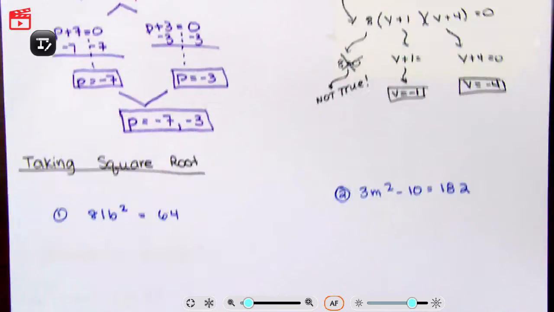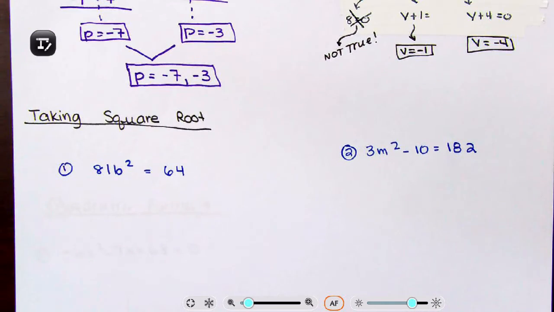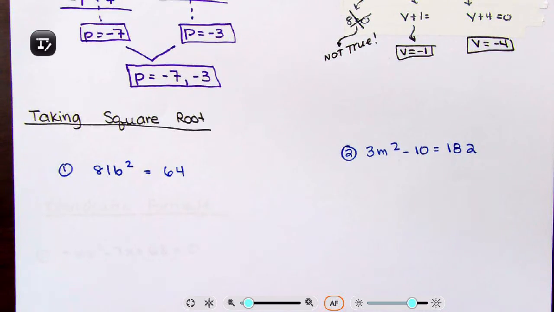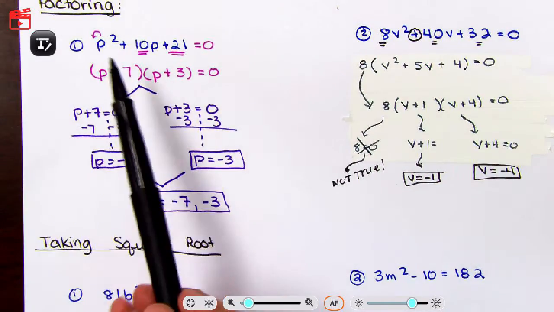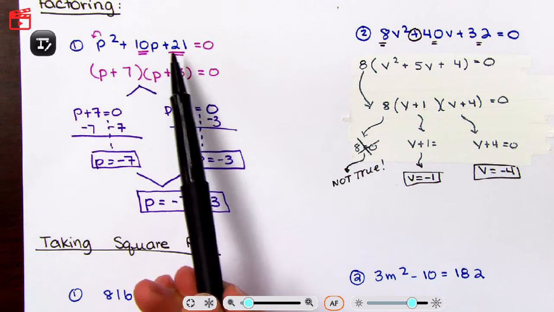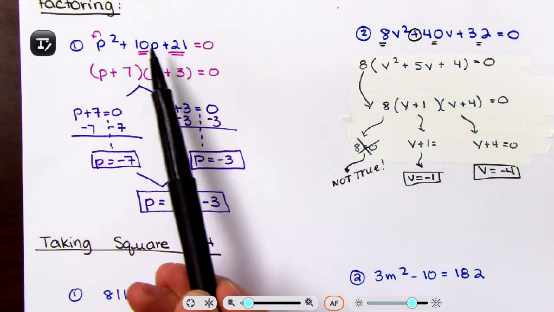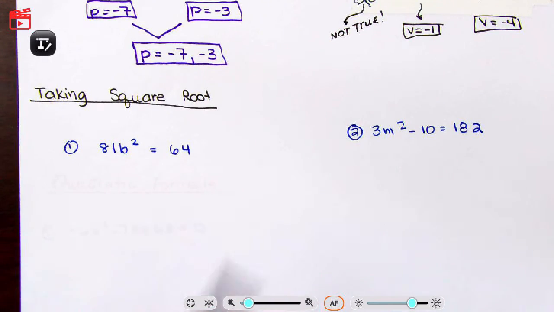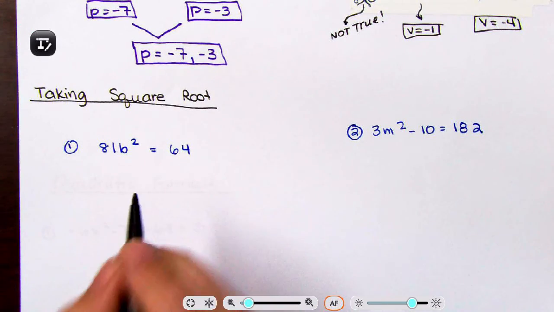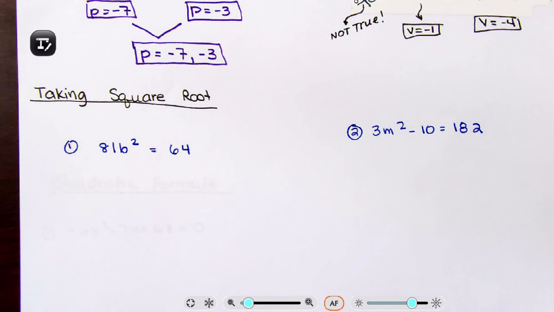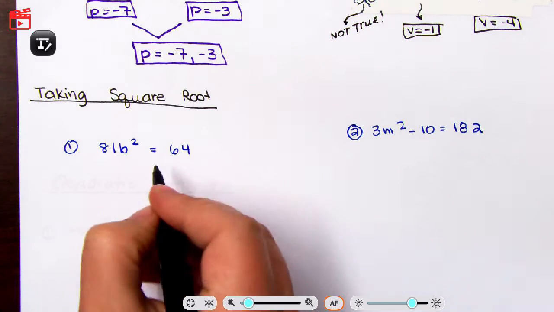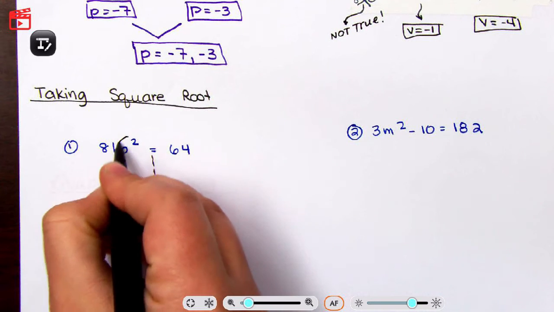Next one we have is taking the square root. Taking the square root works when you have only one variable, for example b squared or m squared. It doesn't work when you have something like a trinomial where you have something squared and then p by itself. Like p squared and p, those are two different things. So we aim to have only one variable. The variable could be separated and you'd have to combine it, but it has to be the same like term.